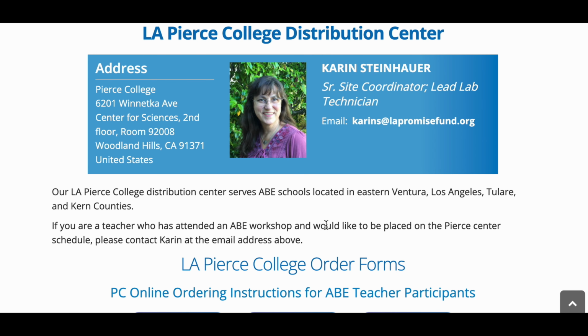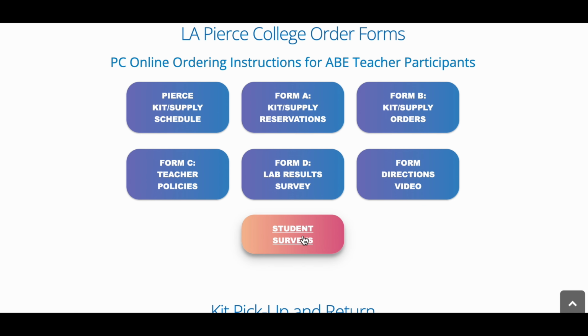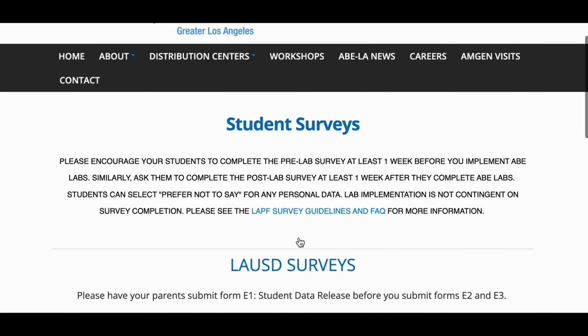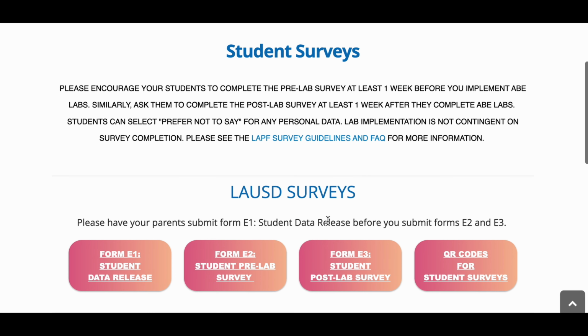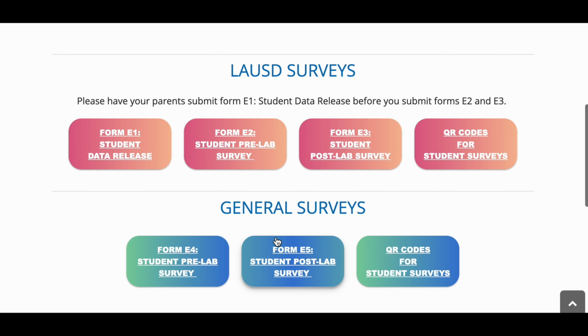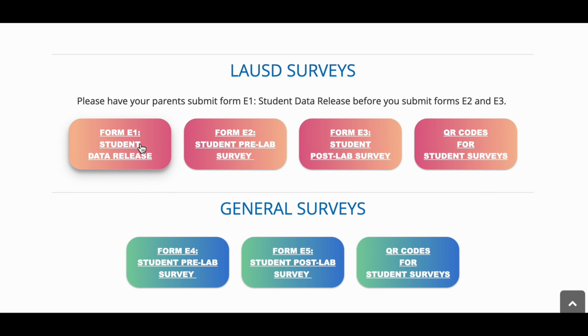For distribution centers that do serve LAUSD students, you first must locate the Student Surveys button, and then here you can find information regarding the student surveys. This is a handy FAQ if you have any questions regarding use of data. And if you keep scrolling, you'll see the surveys designated by LAUSD or all other students. This is where you'll notice Form E1, Form E2, Form E3. This is just a handy QR code slide for teacher use.